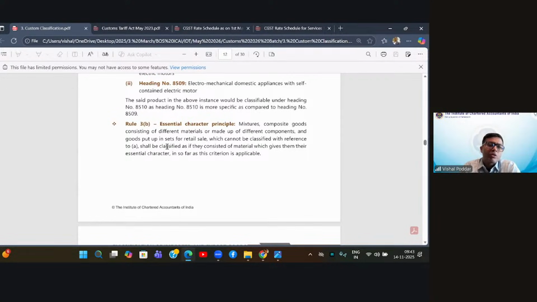If rule 3A does not help, like in the case of my mango lassi, that is why I changed the example to playing cards. Now for mango lassi, what is helpful to me is rule 3B. What does 3B say? If your product is classifiable under different chapters, like my product mango lassi, which gets classified under two chapters, products of milk, and also the chapter which covers mango and mango pulp.